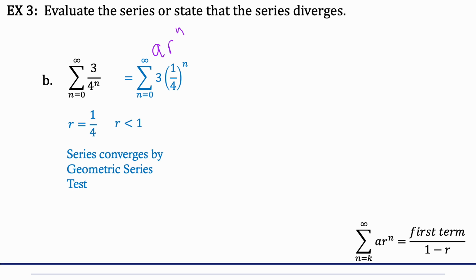So what's the first term? Well, we're starting at n equals 0. So my first term is going to be 3 times 1/4 to the 0, which is 3. So first term over 1 minus r, 3 over 1 minus 1/4. And if you'd like to simplify that, it's 4.